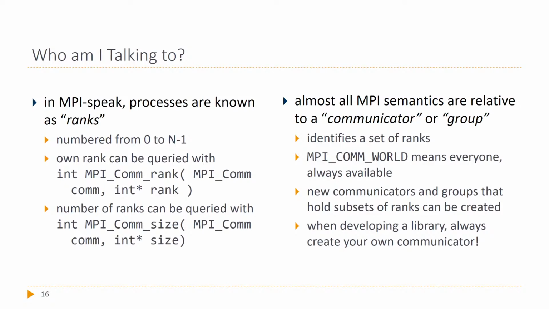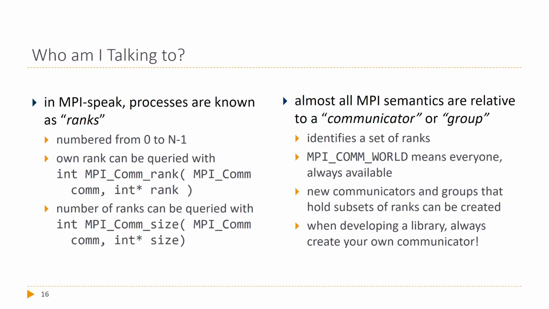And important here is to know that almost all MPI semantics are relative to a communicator or a group, which means whenever you do a message exchange, whenever you do a query operation of what your rank is and what the size is, what the number of ranks is, all of this is relative to a group of people, and the group is identified by an MPI group or a communicator, which is basically just a means of aggregating ranks into a set of ranks. There's always MPI_COMM_WORLD available. That means everyone in your process that you currently started and use with MPI. And you can create new communicators and groups that hold subsets.